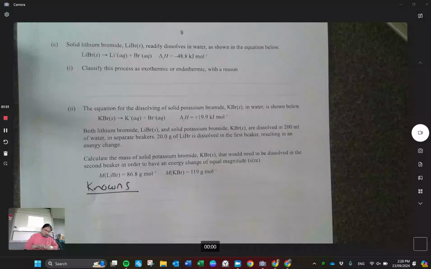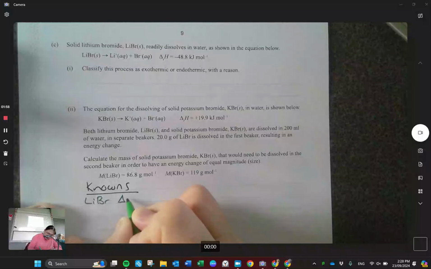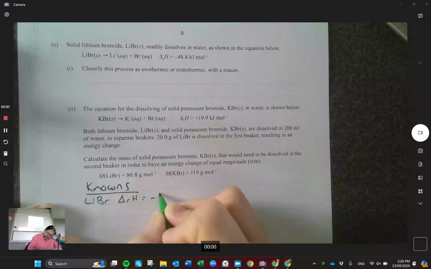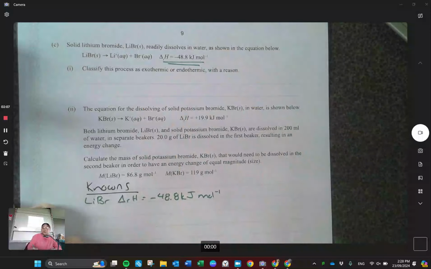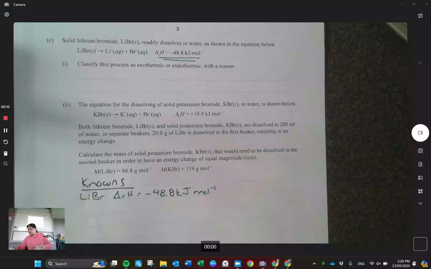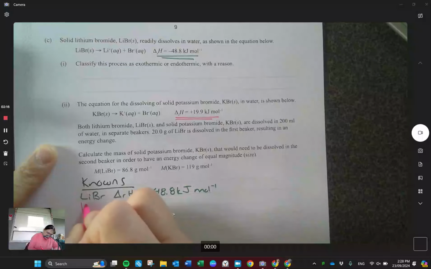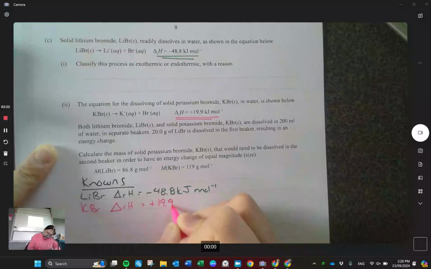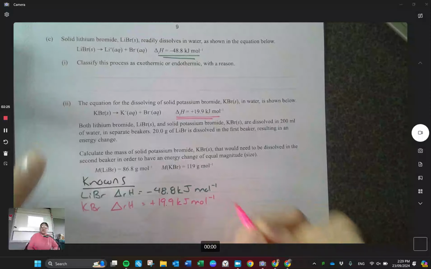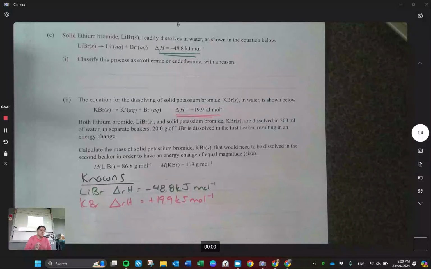The first one is our delta H for lithium. So this is the lithium bromide. We know that the delta H for that is negative 48.8 kilojoules per mole. So I'm pulling that number from up here because I'm not sure exactly what I'm going to have to use yet. This one here is the delta H for the potassium bromide. So KBr delta H is positive 19.9 kilojoules per mole. What's useful is that we should already observe that this one is exothermic, this one is endothermic. So they're both dissolving reactions, but they're causing different temperature changes.